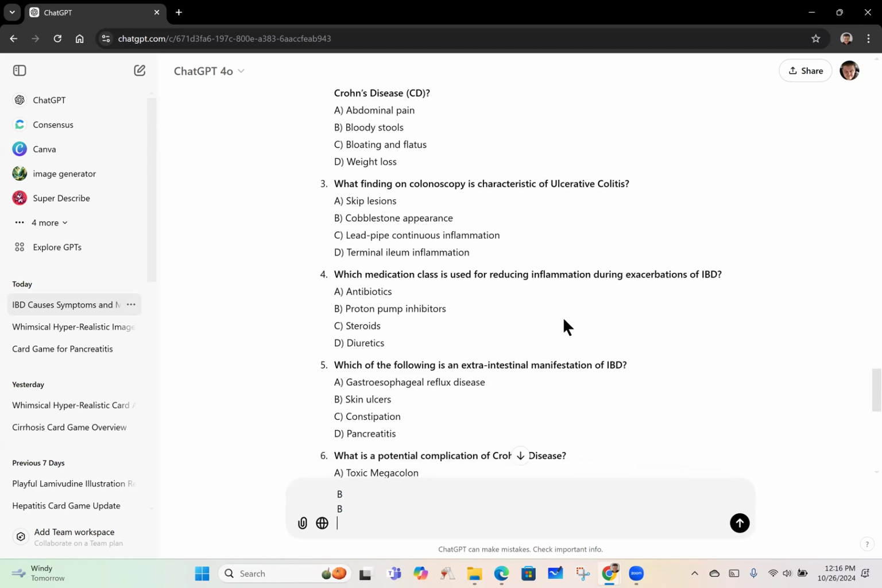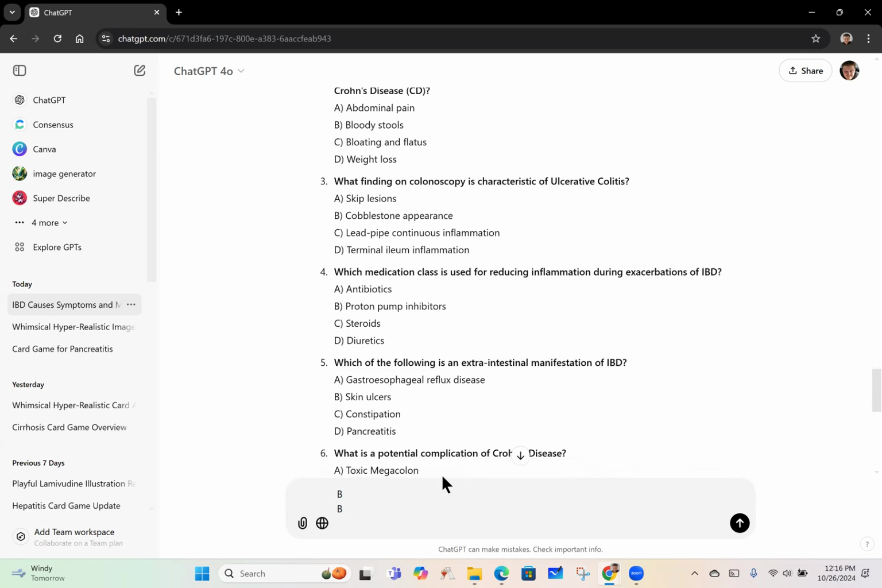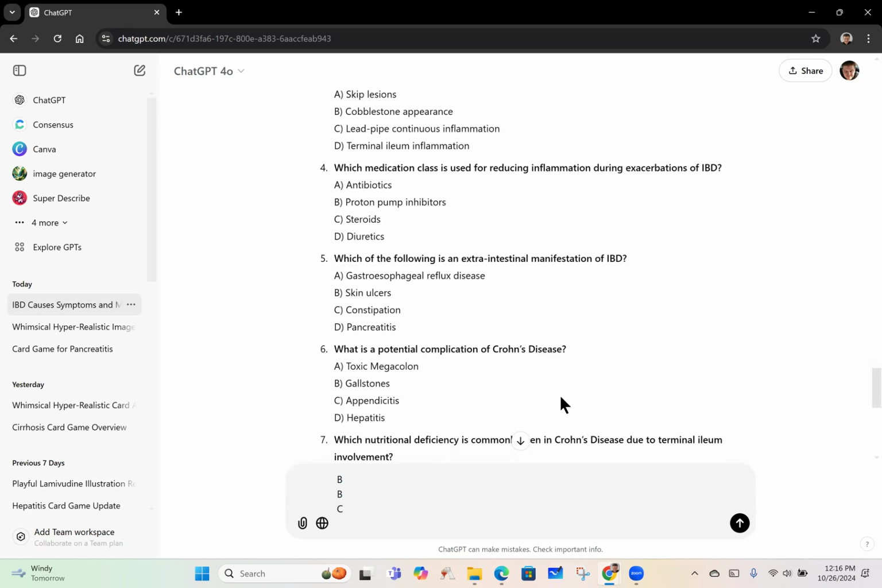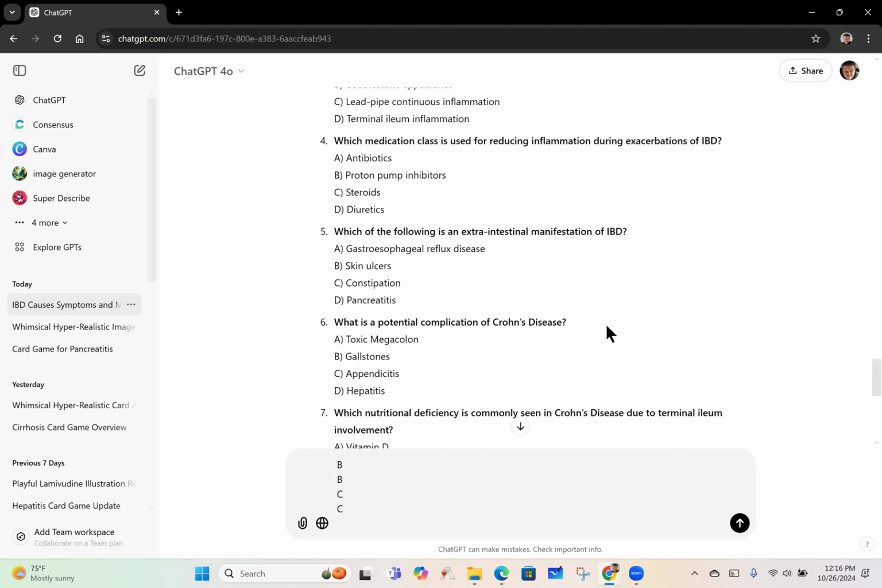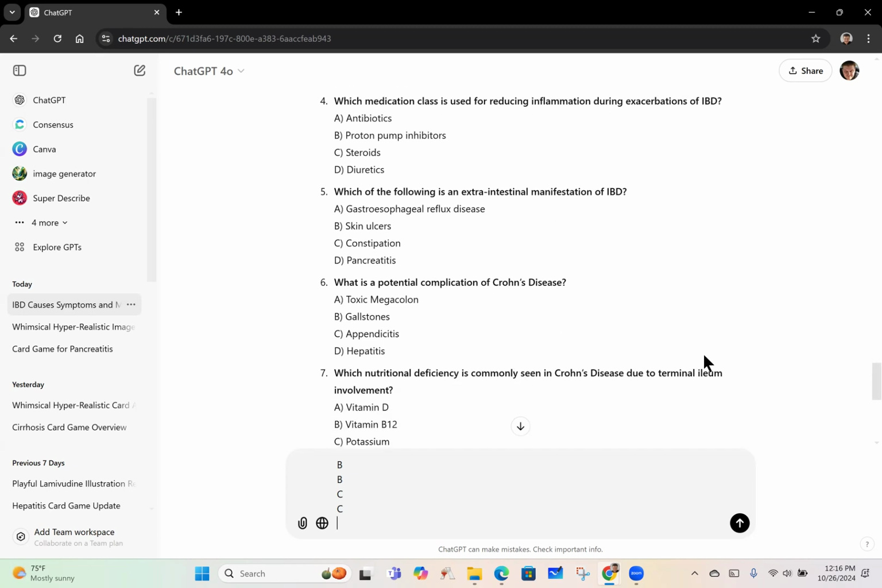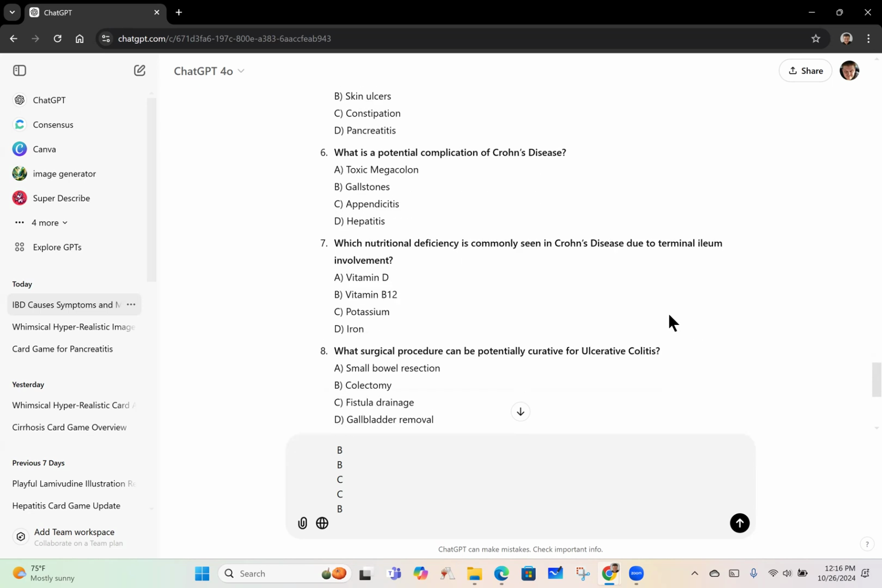What finding on colonoscopy is characteristic of ulcerative colitis? They got lead pipe, right? What about medication class used for reducing exacerbations? Steroids, right? Antibiotics are needed only if they have a fistula or an abscess that's formed. And then 5, which of the following is an extraintestinal manifestation of IBD? Good, skin ulcers. All right, that's not the intestines. All right, what is a potential complication of Crohn's disease?